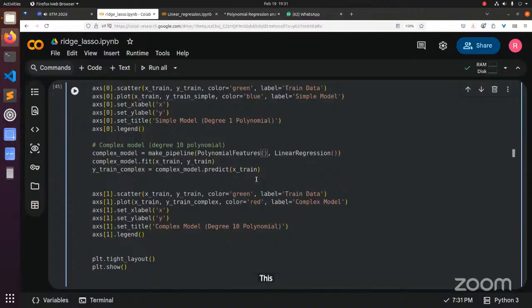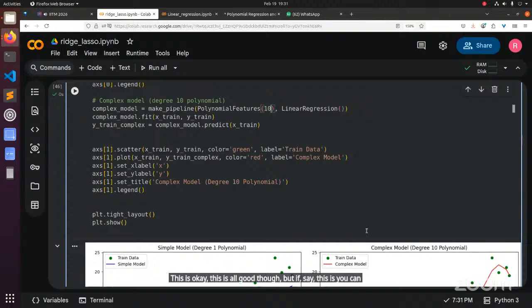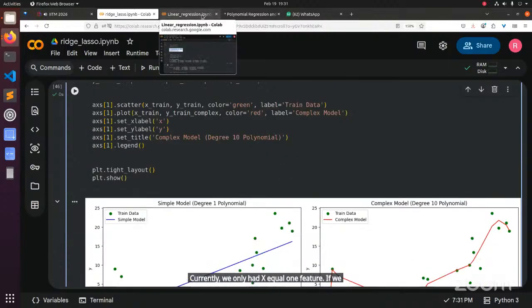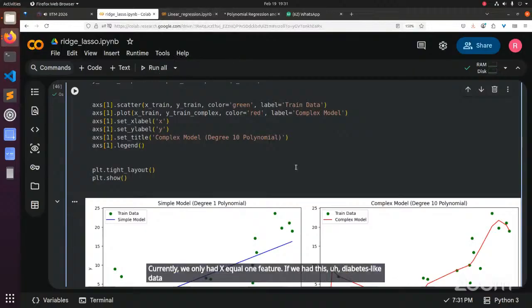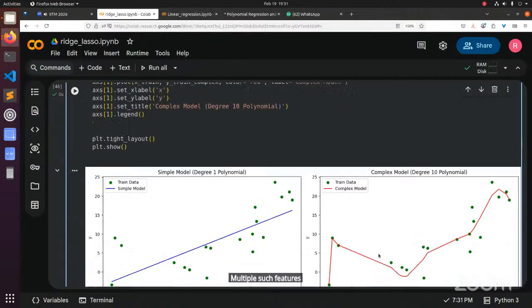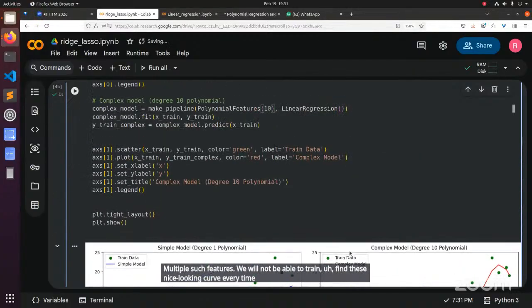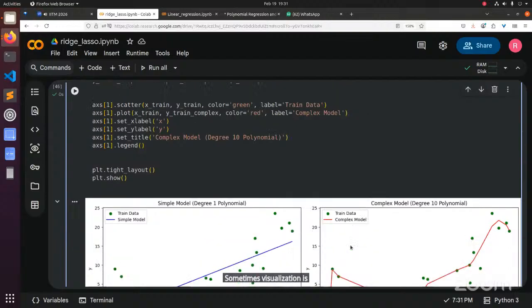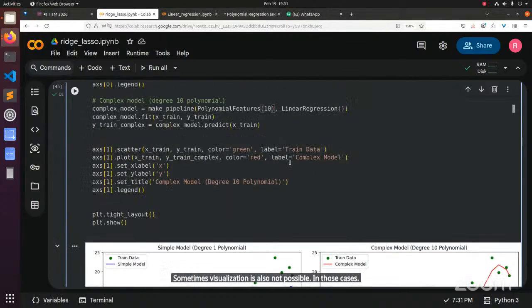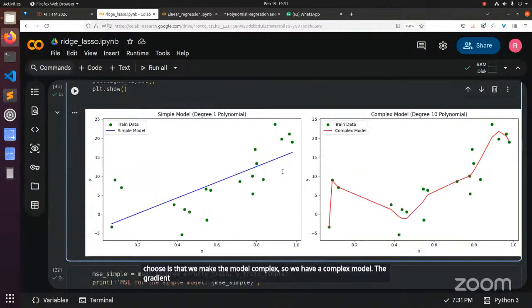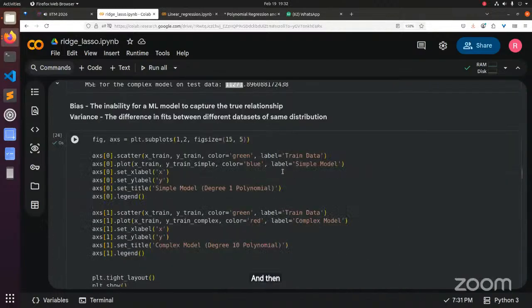This is all okay, but you can only do such a thing when you have a small number of features. Currently, we only had one feature, x. If we had a data set like the diabetes data set with multiple features, we would not be able to find such nice looking curves every time. Sometimes visualization is also not possible. In those cases, what we generally do is make the model complex, say degree 10, which is a sufficiently complex model, and then add a regularizer.